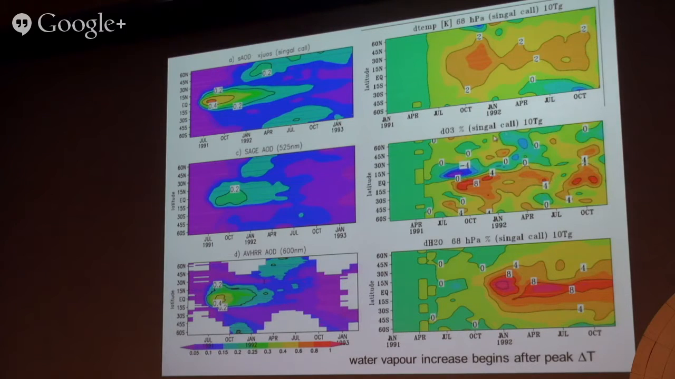We see here the ozone signal. Here's the heating of the aerosol layer at 68 hectopascals. But here's the dynamic ozone loss that proceeds in the tropics. And then you get a later increased stratospheric water vapor signal occurring in the model after this peak in the warming. So this is an interesting difference between the dynamic ozone loss and the dynamical response in the water vapor.